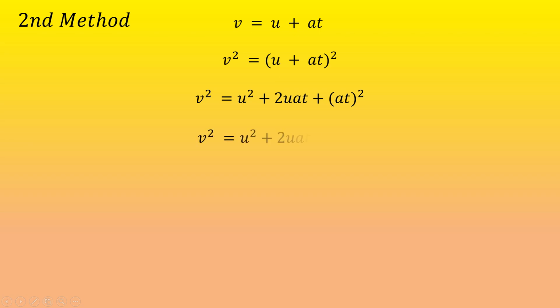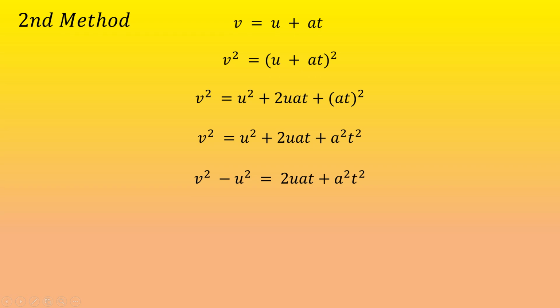Let's first simplify this. If we have at whole square, we can write this as a square and t square. So we will get v square is equal to u square plus 2uat plus a square t square. In the next step, I'll send u square to the left side. So I'll get v square minus u square is equal to 2uat plus a square t square.